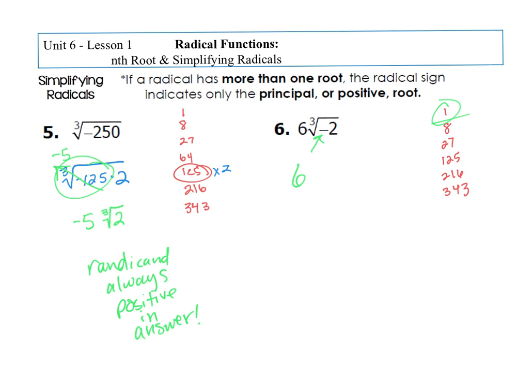So what I'm going to do is say this is 6 cube root of negative 1, right? It's on the list, times positive 2, because I have to make sure that the radicand is positive in my final answer. The cube root of negative 1 is just negative 1. It multiplies to the 6 that's already out there. So we have negative 6 cube root of positive 2. Again, because radicands always have to be positive in our final answer.